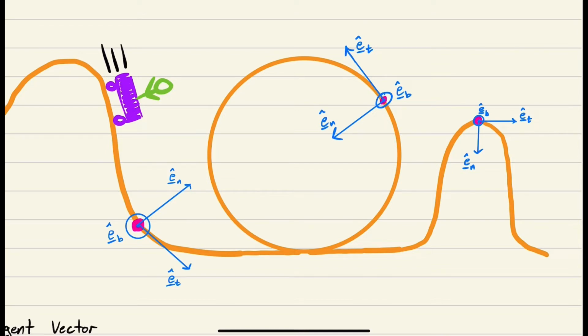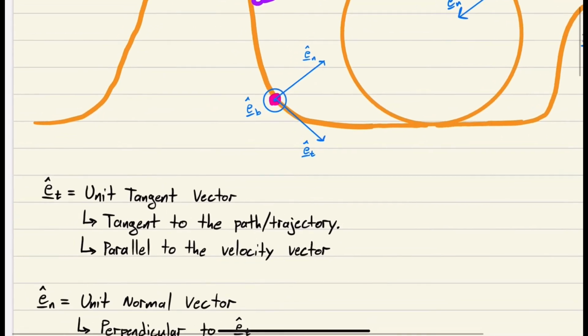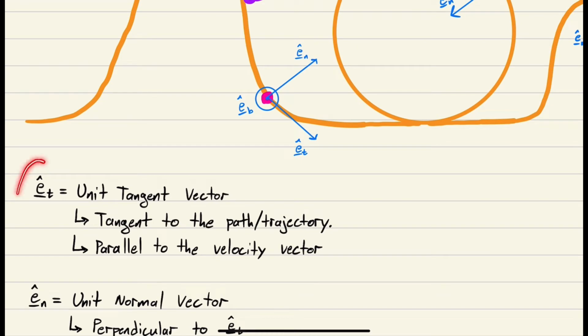So what we can do is we can attach this ET, EN, EB basis, which is our intrinsic basis, and it moves with the track. So this basis moves with our particle along the track as our particle moves. So let's talk about the components of this basis. First, we have the ET, which is called the unit tangent vector. It is tangent to the path or trajectory, and it is parallel to the velocity vector.